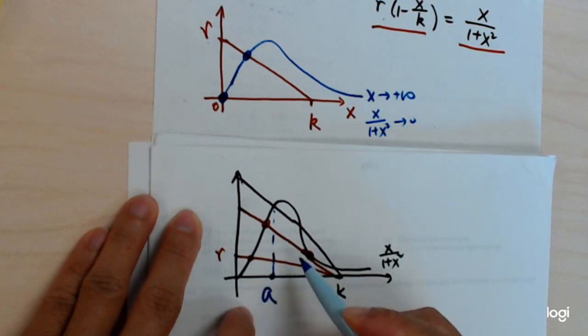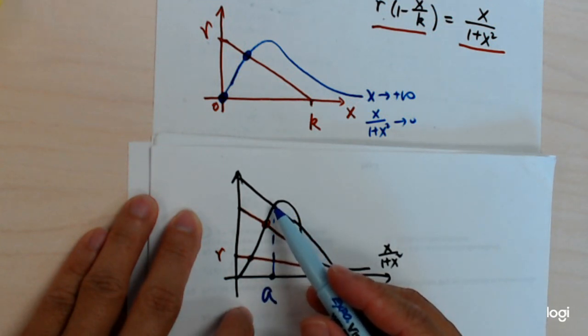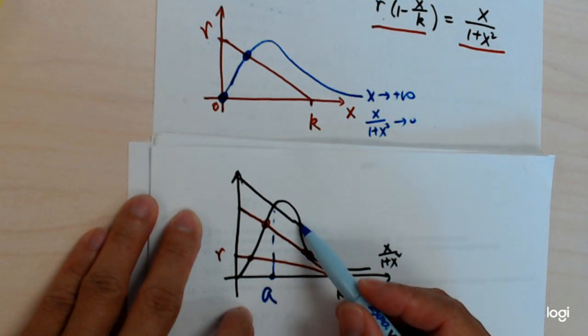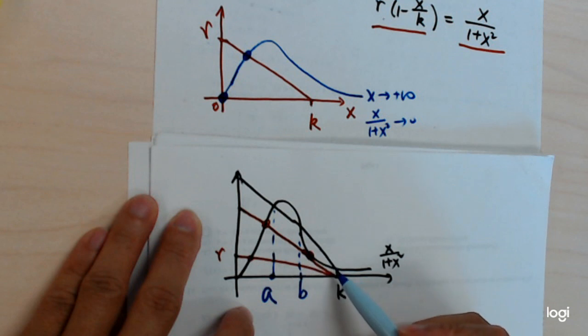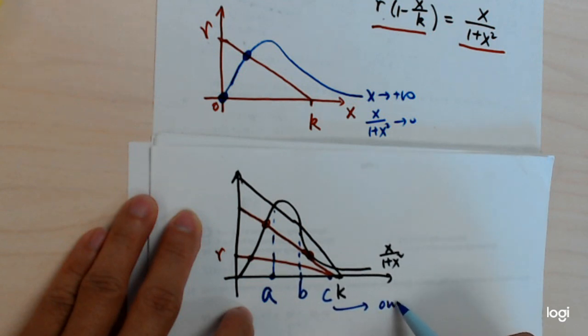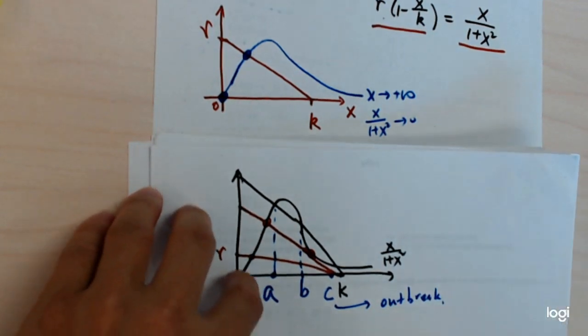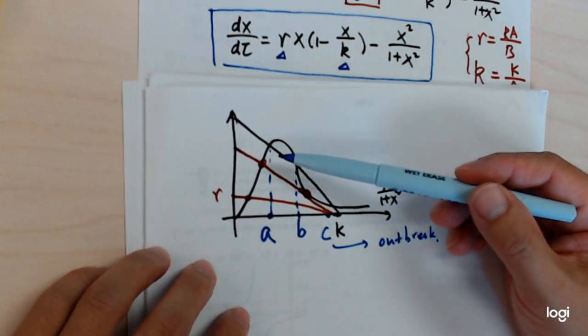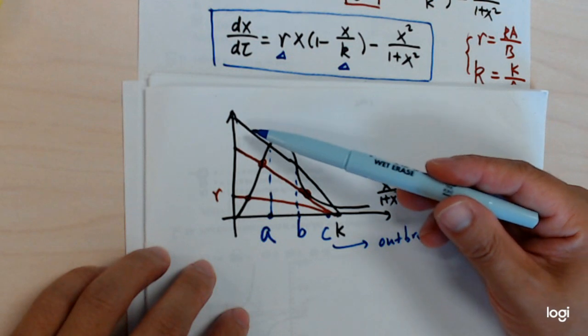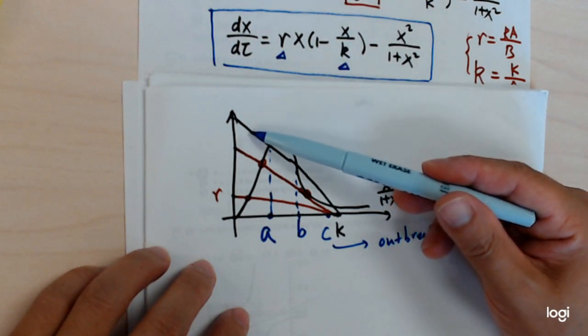We call this A, a small number. B is the number in the middle, and C, the last number, is something very close to the carrying capacity, and that is the outbreak level. All right. Then you can analyze the sign of the right side by comparing the difference between the straight line and the curve.